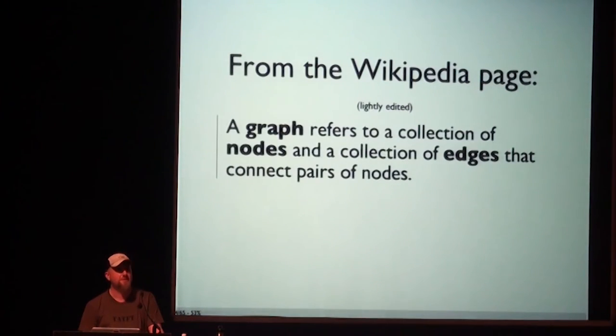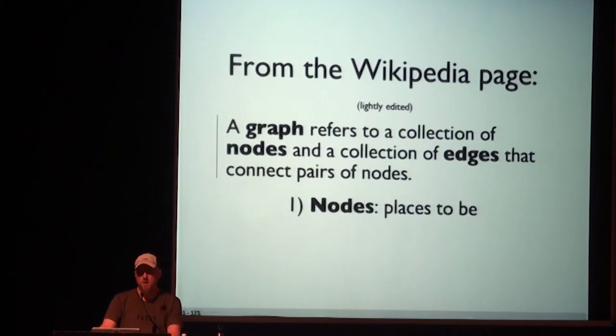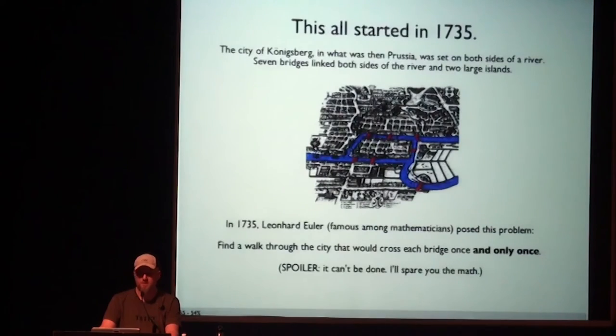A graph is a collection of nodes and a collection of edges, where each edge connects two nodes. Nodes basically are places to be, edges are ways to get between them, and that's all you need to know.